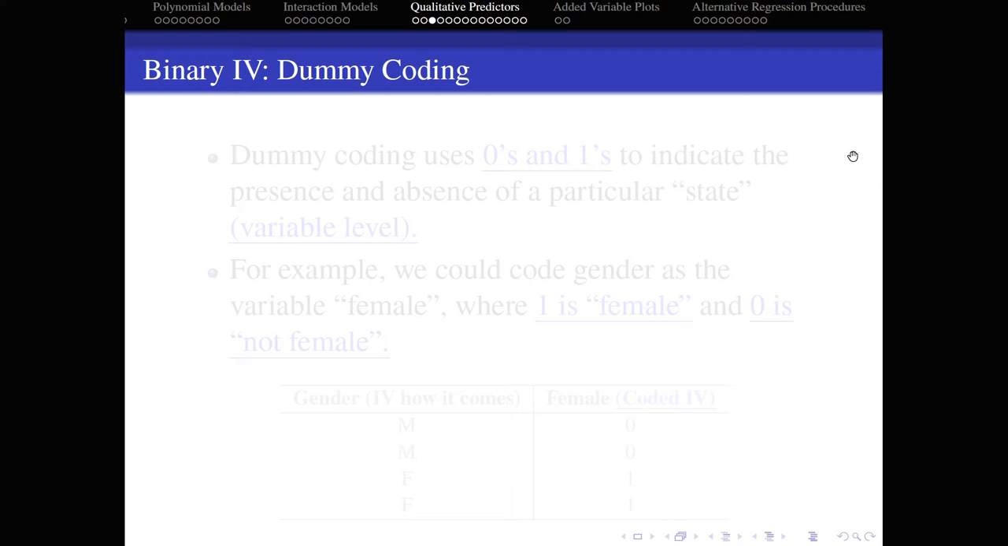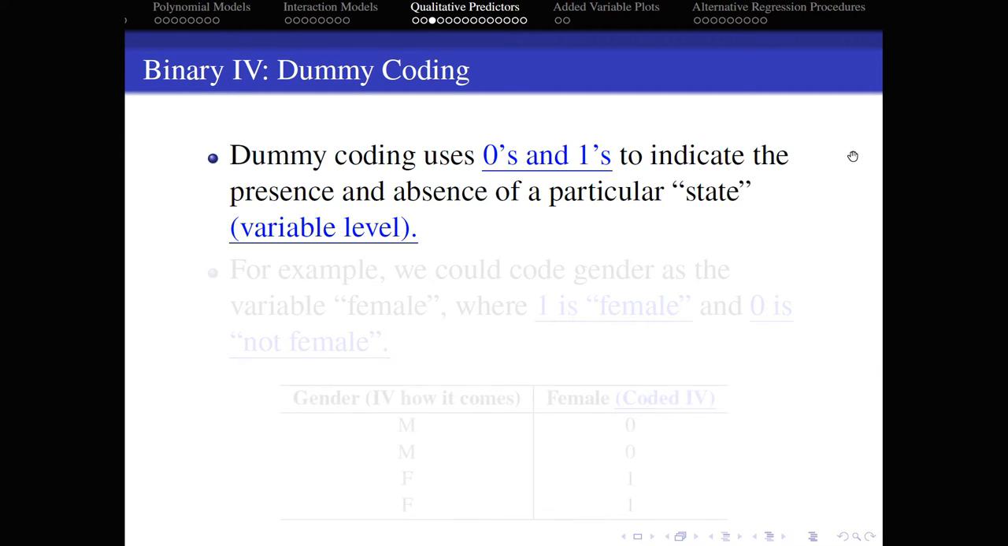All right, so first we're going to start by doing dummy and effects coding with binary independent variables, and then we'll switch over to a multi-level independent variable with three levels in the factor. Dummy coding uses what are called dummy variables and uses zeros and ones to indicate the presence or absence of a particular state.